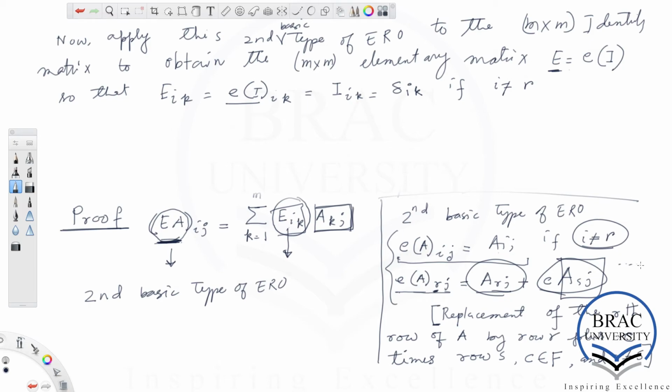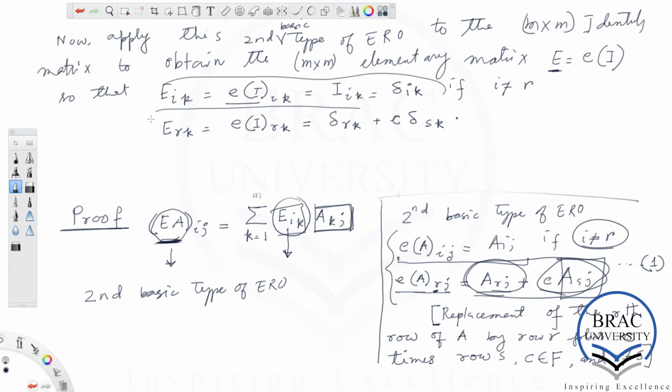Okay, so let me number this equation as 1. And now e sub rk is e of the identity matrix sub rk, which according to this formula is delta sub rk plus c times delta sk. This is the case when i is equal to r. I'm just replacing i with r, meaning that we are concerned with the rth row. And we are concerned with the ith row here, where i is not equal to r. This way we are considering all the rows. Okay, so let me erase this.